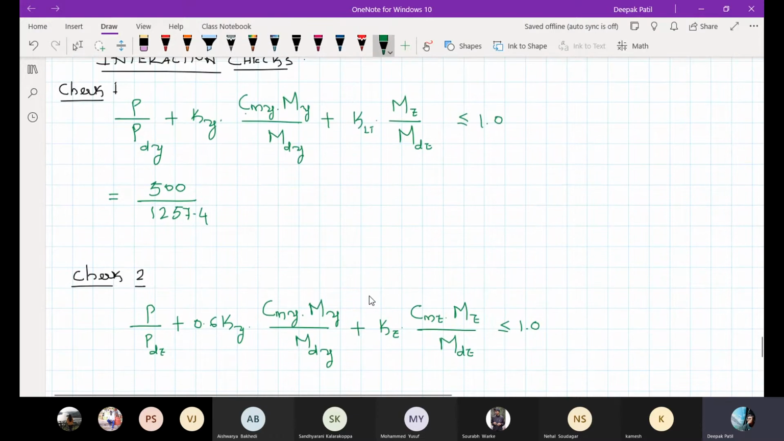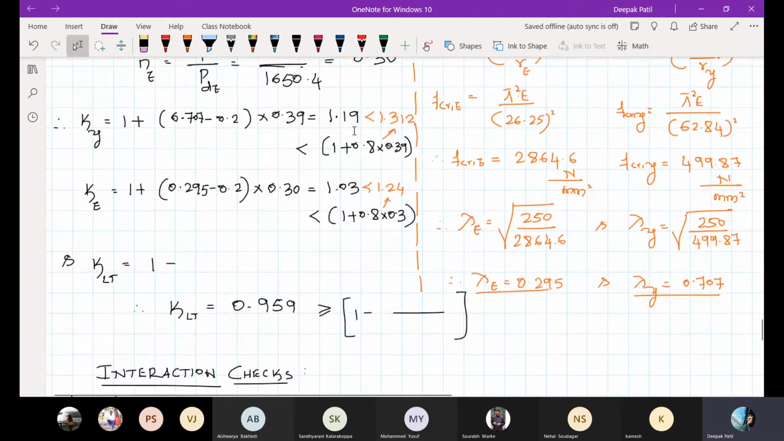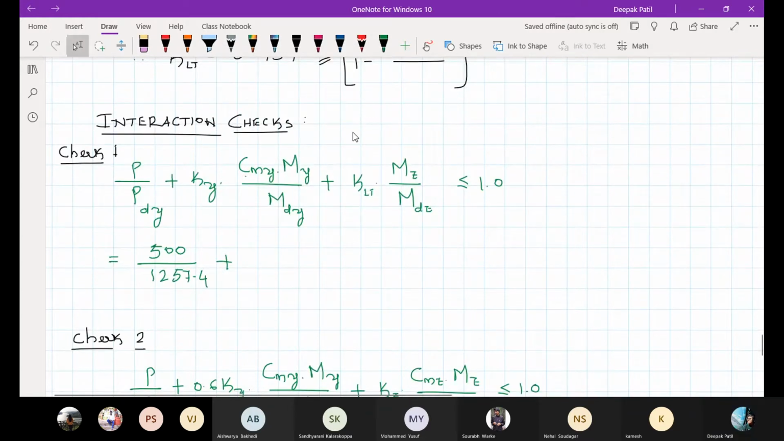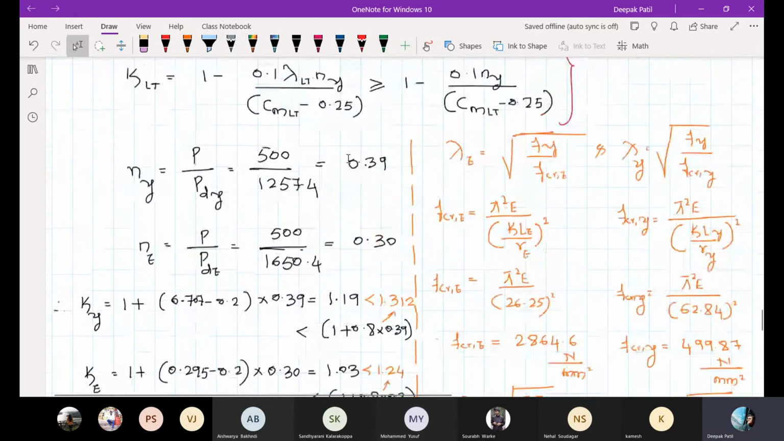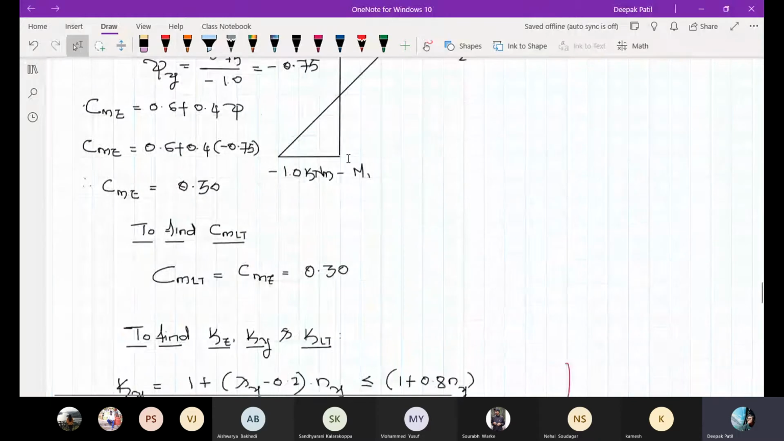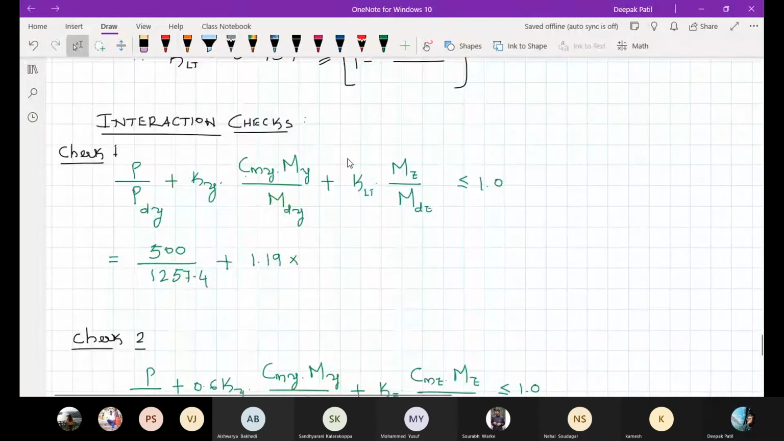1257.4 plus KY. I have just calculated KY is 1.19 times CMY. Also have calculated CMY is 0.786 multiplied by MY, which is actually the maximum bending moment on the column applied on the minor axis.